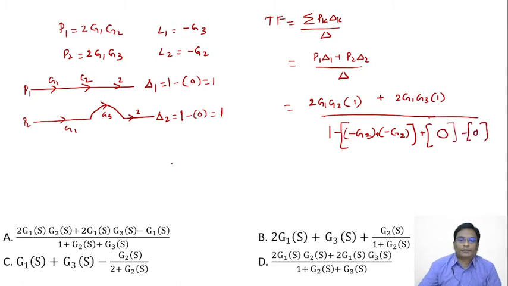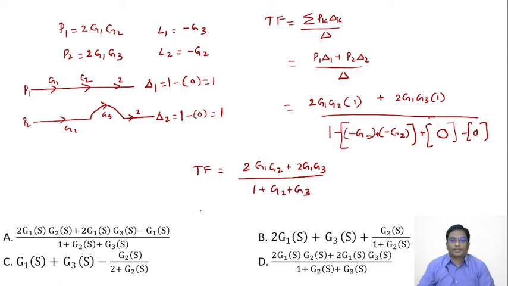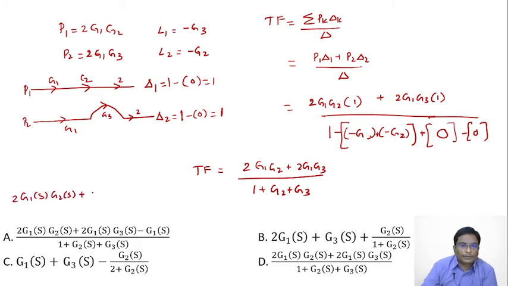Therefore, what is the transfer function? 2 G1 G2 plus 2 G1 G3, divided by 1 plus G2 plus G3. If I write it in a proper way: 2 into G1(s) G2(s) plus 2 into G1(s) G3(s), divided by 1 plus G2(s) plus G3(s).